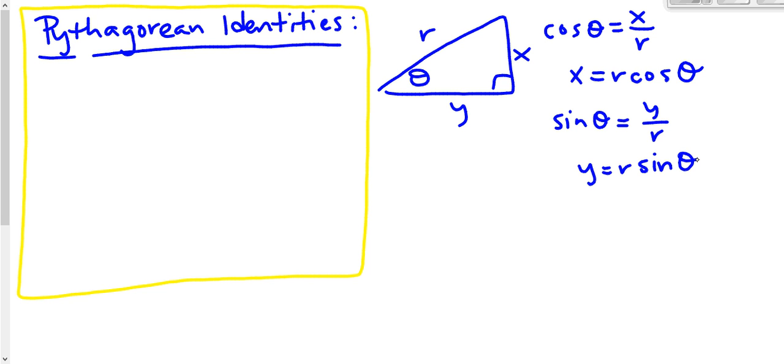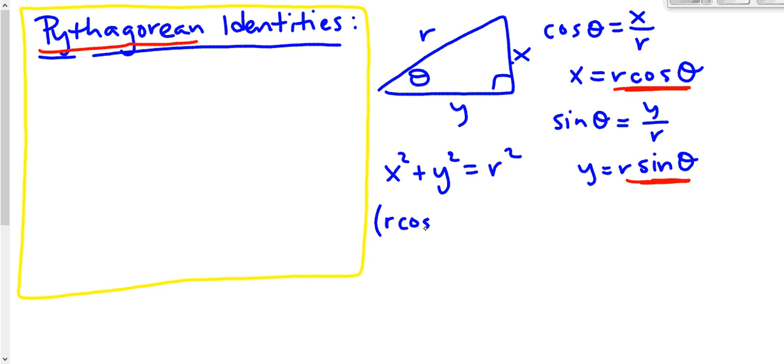Okay. Now, these are called the Pythagorean identities for a reason. We have a right triangle, and so we could use the Pythagorean theorem and say that x squared plus y squared equals r squared. Now we have an expression we can substitute in for x and an expression we can substitute in for y. So instead of x, we have r cosine theta, and that is going to be squared. And instead of y, we have r sine of theta, and that is going to be squared, and that equals r squared.